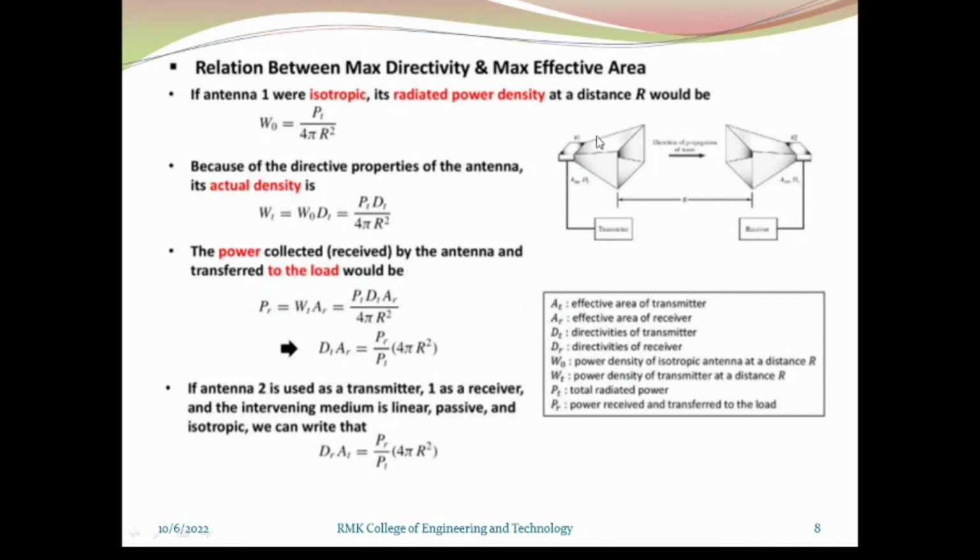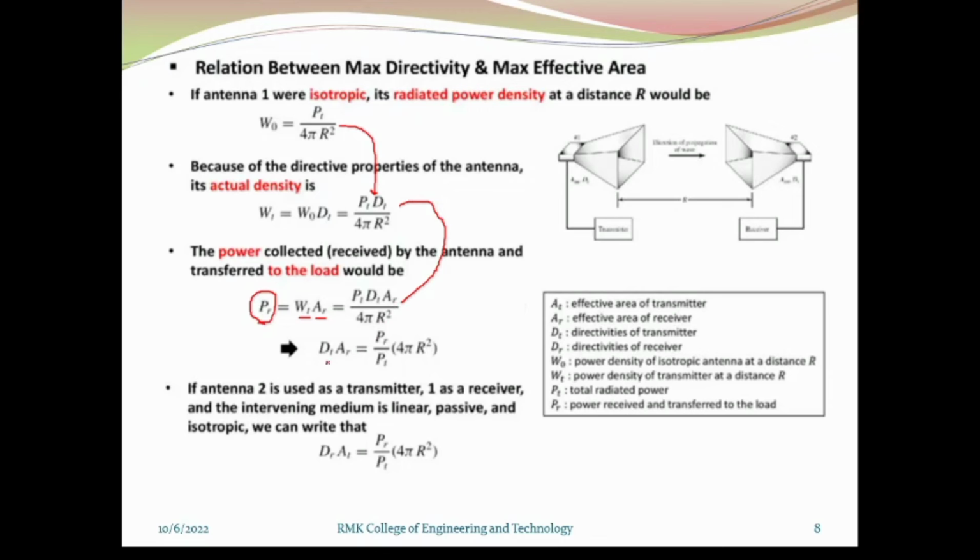Suppose antenna 1 is an isotropic radiator, that is, it radiates power in all 360 degrees. Then the power density can be calculated by taking the power transmitted divided by 4 pi r squared. Then the actual power density of the transmitter can be taken by multiplying the radiation density of the isotropic source with the directivity of the transmitter. Then we get the power density of the transmitter part. So this is the relation. Similarly for the receiver, the received power can be calculated by taking the power density and multiplying it with the aperture of the receiver. So we are going to combine these relations.